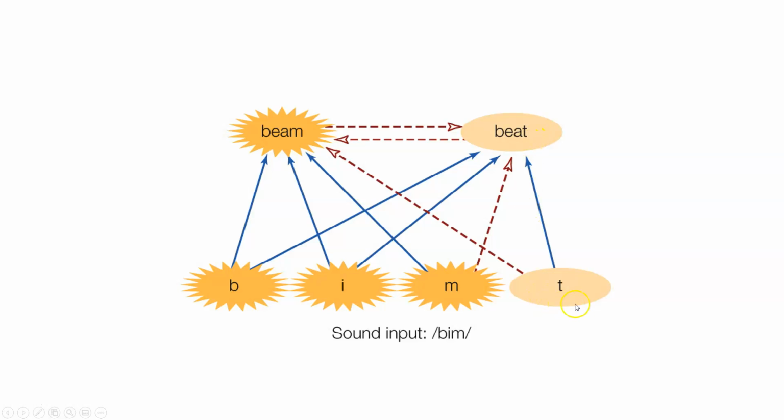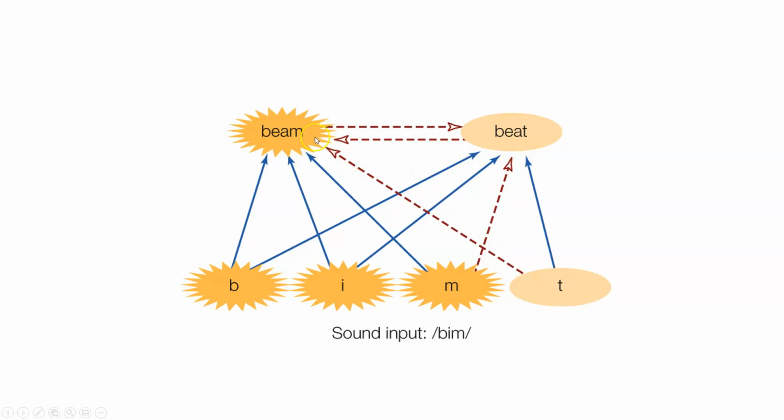If we were to hear the sound t, we didn't in this situation, but if we were to hear it, then that would have inhibited the word beam, and it would have excited the word beat. But because we didn't hear this sound t, these inhibitory and excitatory connections are not in play.